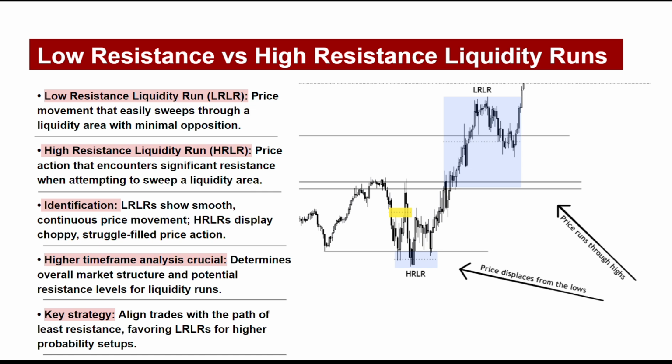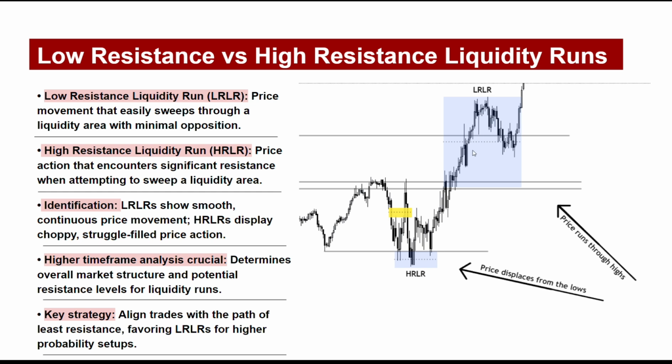But what we're seeing during this choppy price action is that the smart money is entering their positions in this time. So understand that. Understand also that higher time frame analysis is crucial. It determines the overall market structure and the potential resistance liquidity levels. The key strategy here is to align trades with the path of least resistance. So we favor low resistance liquidity runs for higher probability setups.